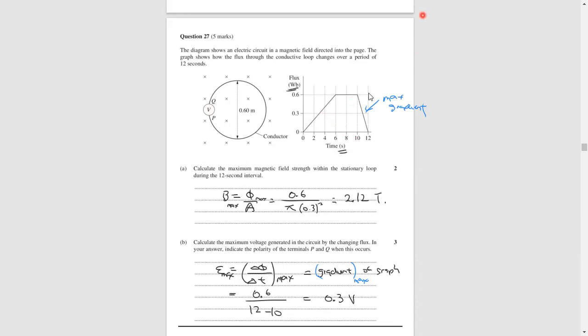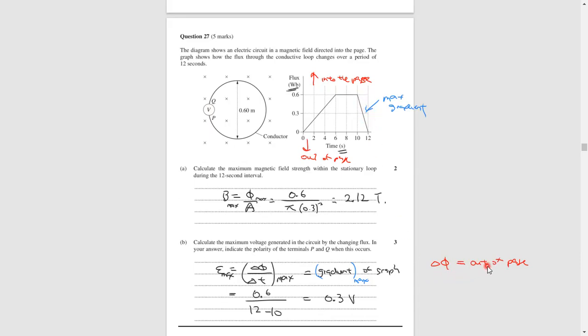So now let's consider direction. If we assume that the positive flux is into the page as per their diagram, and if it was out of the page, it would be negative, then in this time period from 10 to 12, the flux is going from into the page to, well, nothing. In other words, the change in flux is out of the page. It's going from into the page to nothing, so it's in the out of the page direction.